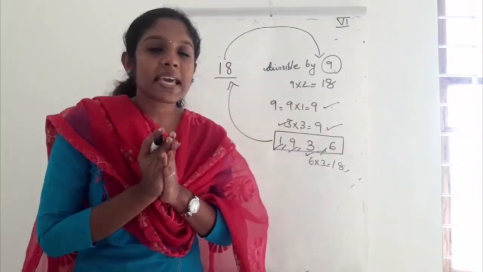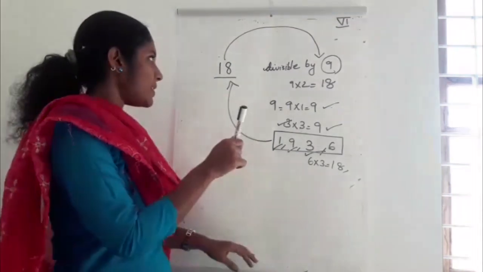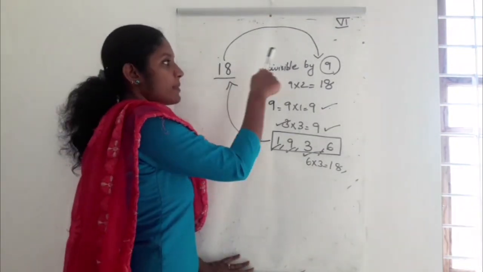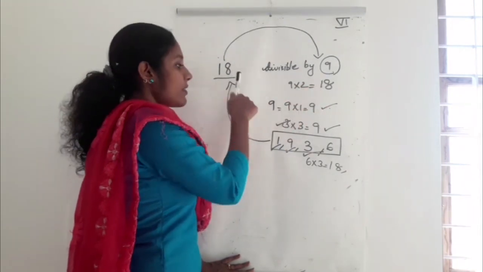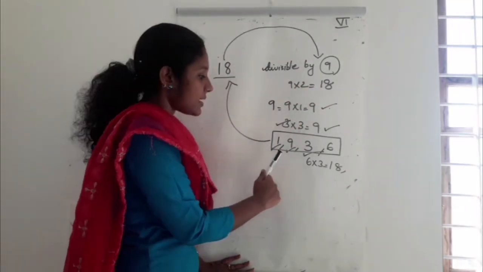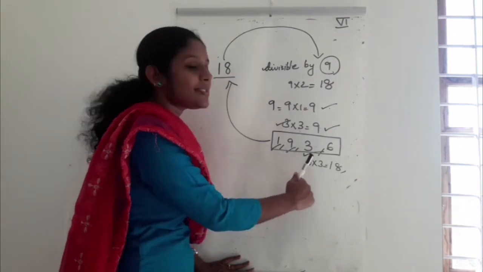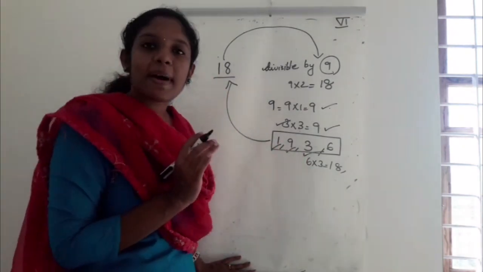What does the rule say? If a number is divisible by another number, for example 18 is divisible by 9, then that number will be divisible by its factors also. Here the factors are 1, 9, 3 and 6. So it will be divisible by the factors also.